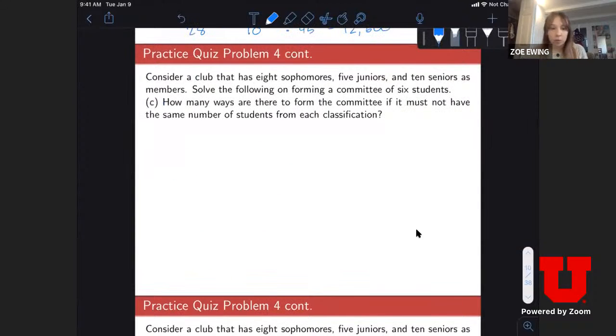Okay, next part. How many ways are there to form the committee if it must not have the same number of students from each classification? This is one of those times that it's not immediately obvious, but what rule are we going to use?